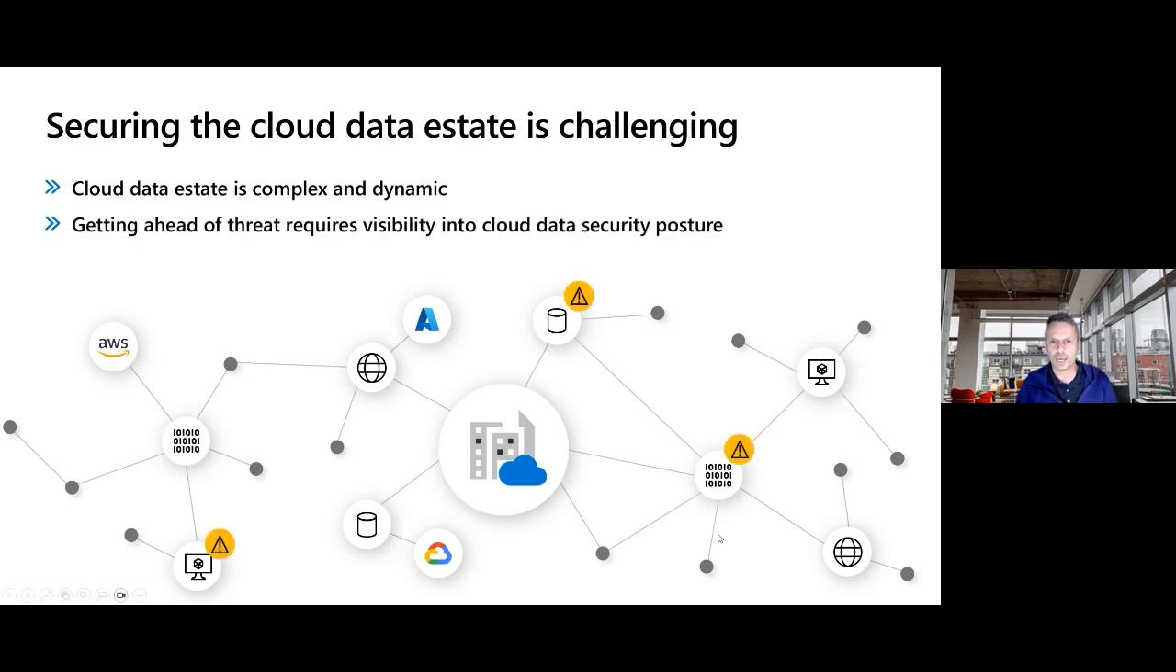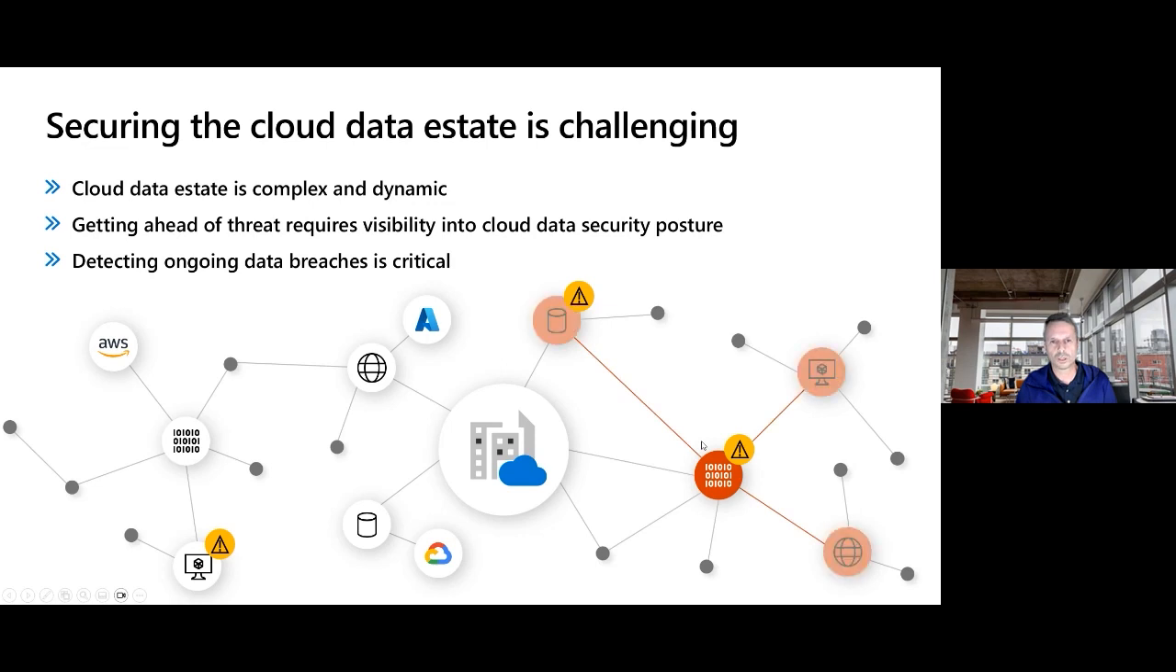To be able to get ahead of the threat, you need to also understand your cloud data security posture. So it means that after you identified all your various resources, you also need to understand where you have sensitive data. And to be able to do that, it is quite complex.